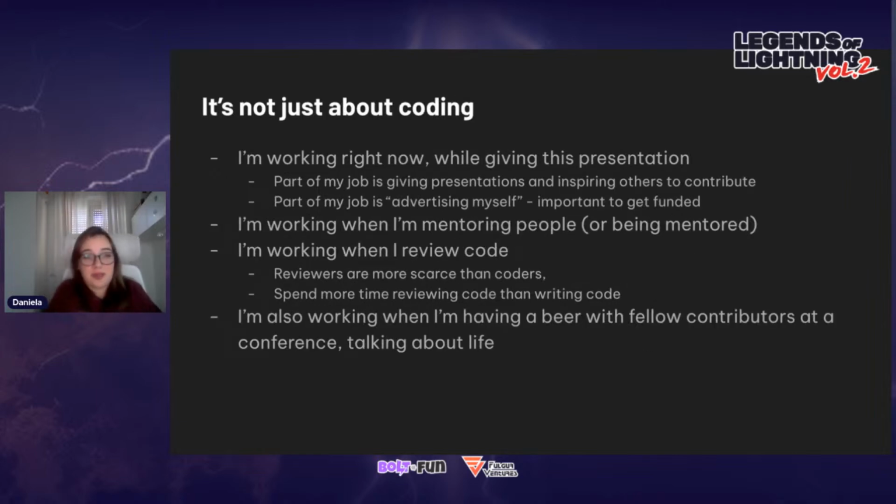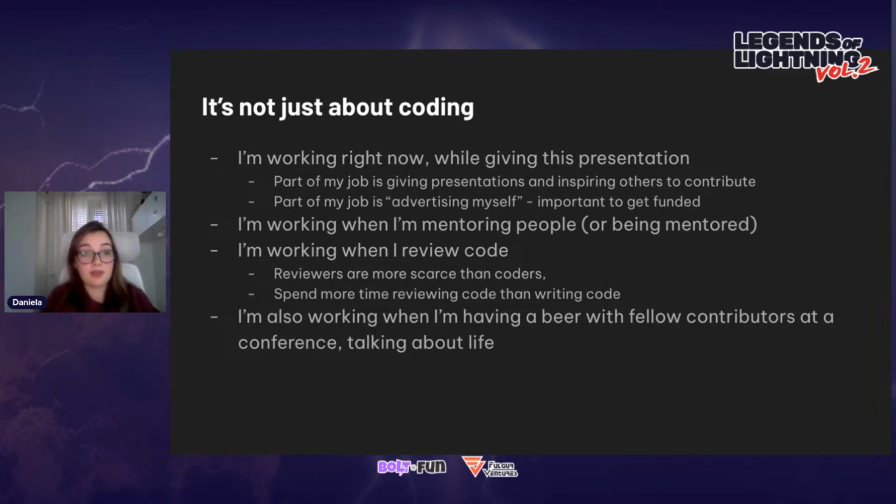It's not just about coding. I know this is maybe tough to hear, but even if you're a dev, it's not like 100% of your job is coding. So right now, in this exact moment, I'm working while giving this presentation, because part of my job is inspiring other people to contribute and giving presentations about my work and just advertising my work. And part of my job is also advertising myself, Daniela, as a developer, simply because if I want to get funded, then companies need to know me.